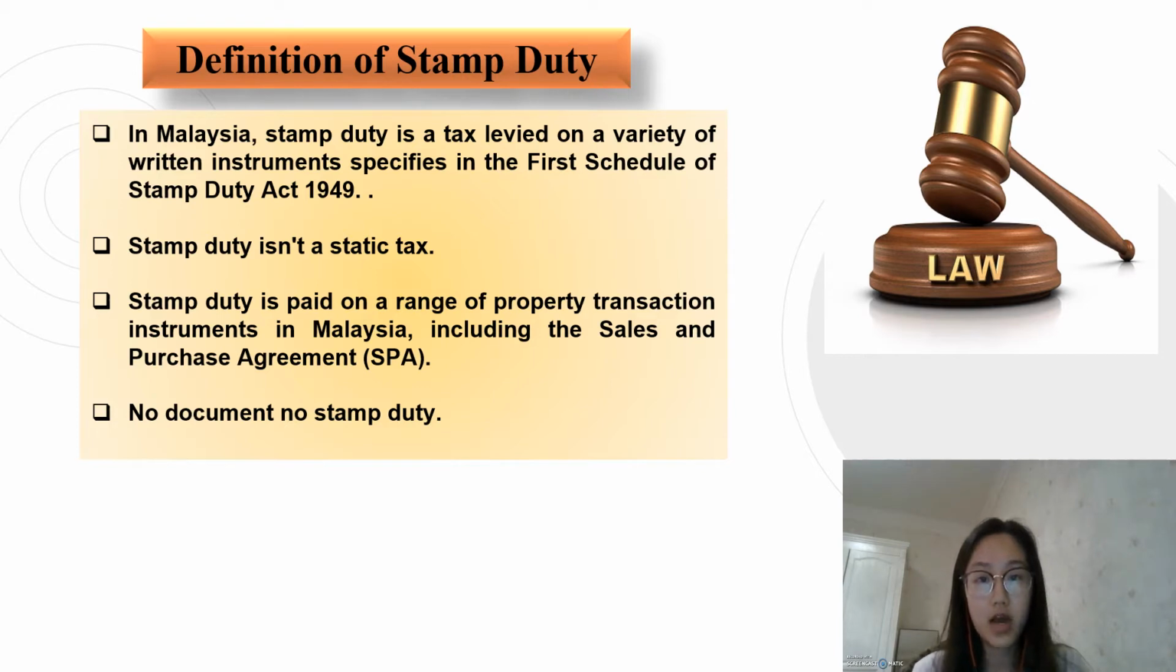Stamp duty is paid on a range of property transaction instruments in Malaysia, including the sales and purchase agreement, and no document, no stamp duty. Malaysia's property buyers are also required to pay stamp duty on the instrument of transfer and the loan agreement, as well as for stamping of a tenancy agreement. Stamp duty on the instrument of transfer is often where the more substantial payment comes in.